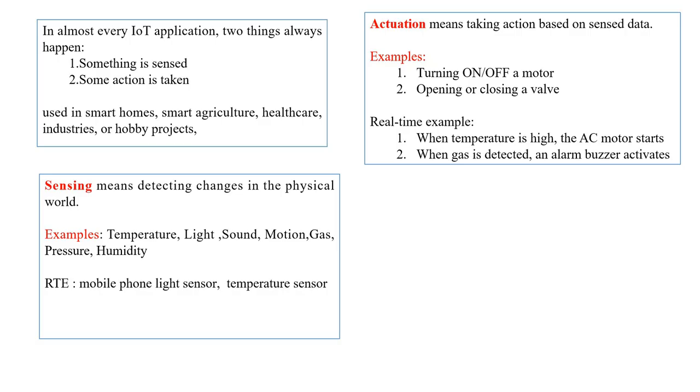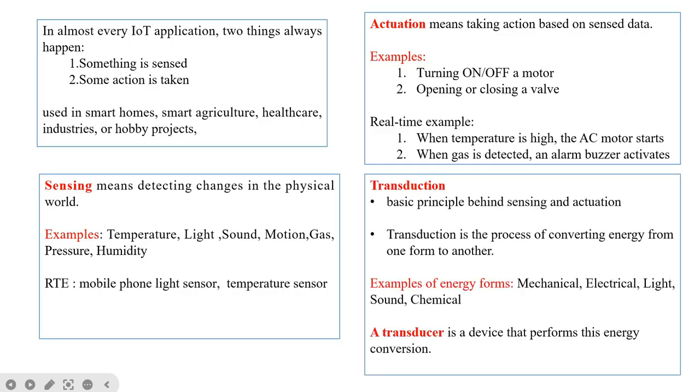The second example is when gas is detected and an alarm buzzer activates. Or in smart irrigation, a water pump will turn on automatically. That is, turning on the water pump is the action taken on the sensed data. Suppose soil moisture is sensed. When the soil moisture goes down, then the appropriate action will be taken, that is, the water pump will turn on automatically. So actuators are like the human muscles. They perform the actions.